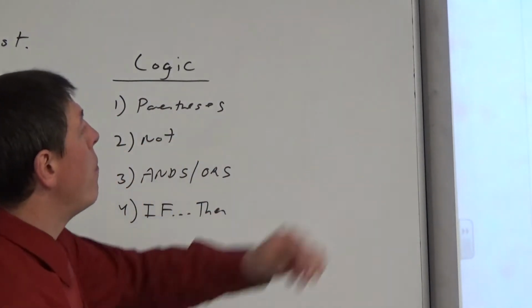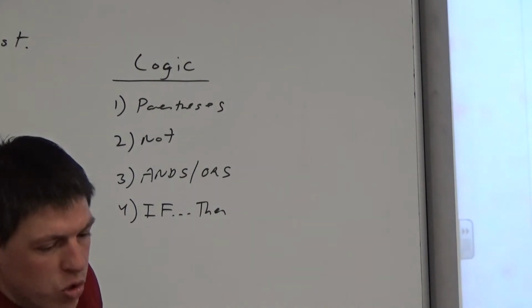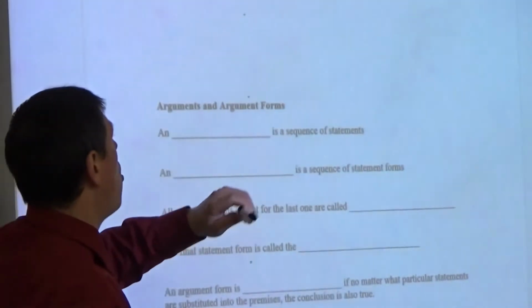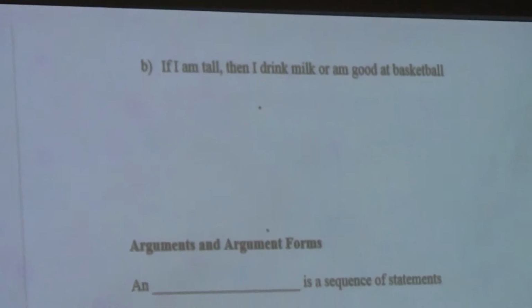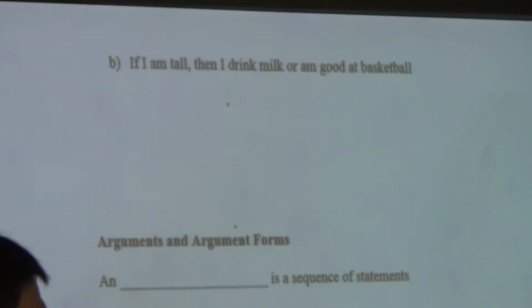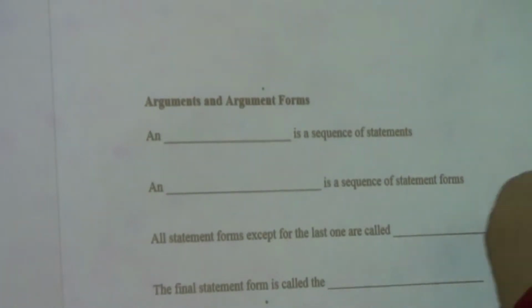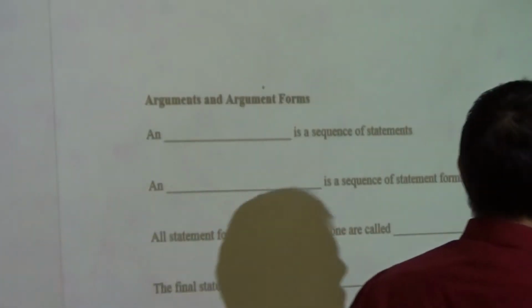Okay. This second one is a little bit trickier, and generally students get this wrong because they forget to implement something. It says, if I'm tall, then I drink milk or I'm good at basketball. Most people get the converse of this correct. If I was to ask you guys for the converse of that statement, somebody tell me what they think the converse of this is, please. If I drink milk or good at basketball, then I'm tall. Perfect.